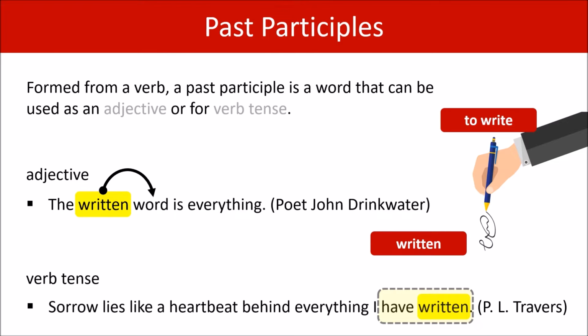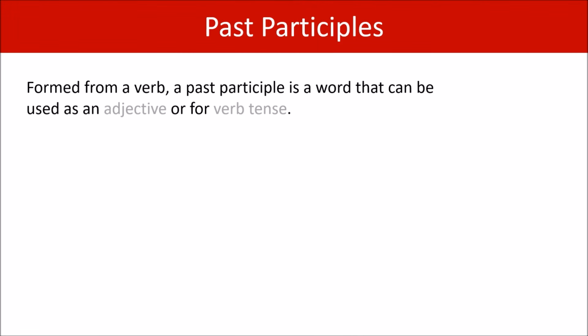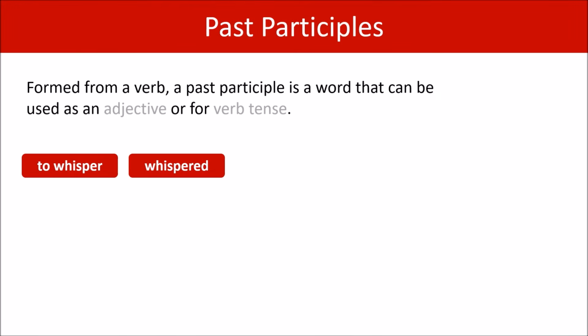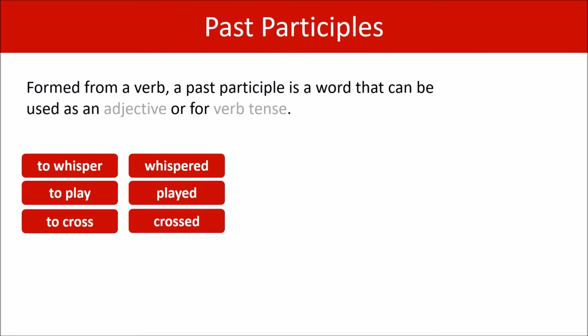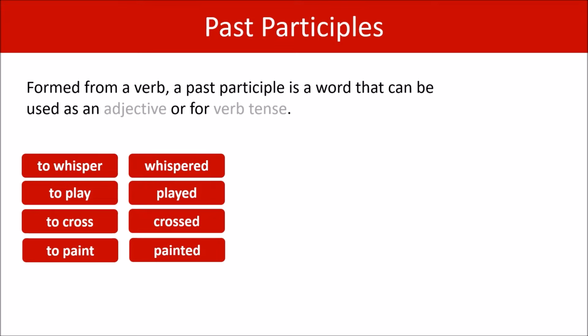Okay, let's clear that. Here we have one of the verbs we've just looked at, to whisper, and here we have the past participle. Here we have another verb, to play, and the past participle. To cross, and the past participle. To paint, and the past participle. Notice that these all end in ed. So this is one of the ways of making a past participle from a verb. In fact, this is how the past participle is made for regular verbs. And all of these are regular verbs.